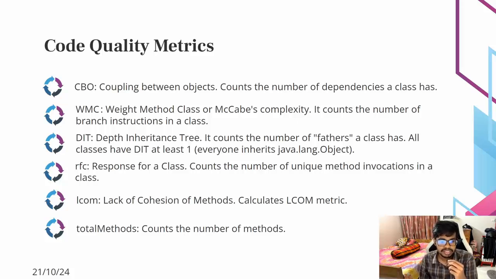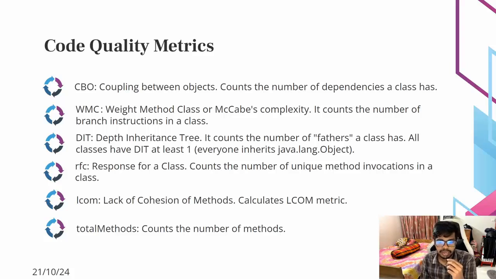And then we measure RFC, which is response for a class. We measure it by counting the unique method invocations in a class. For example, if we have a class that has two functions with the same name, which can happen with method overloading where the parameters are different, and both are executing, we count it as one, because both are not unique, they are almost the same, just the parameter is different.